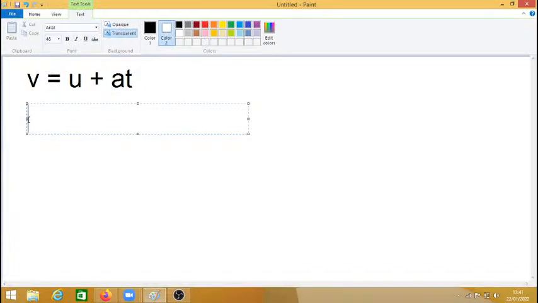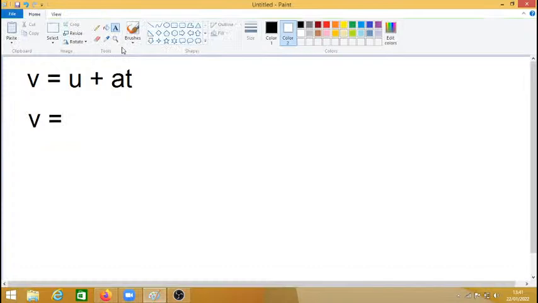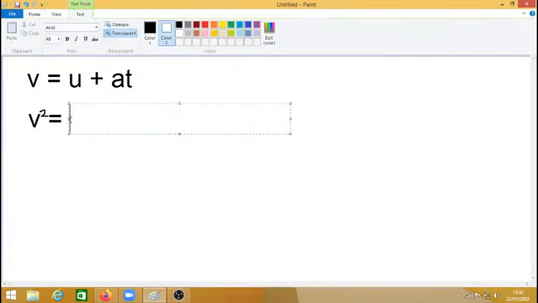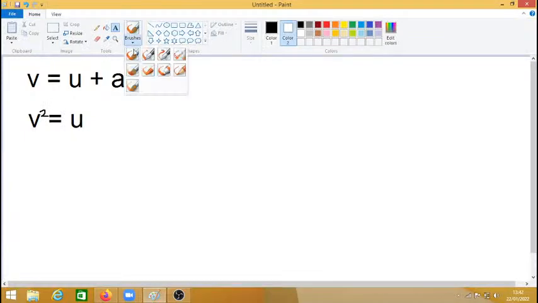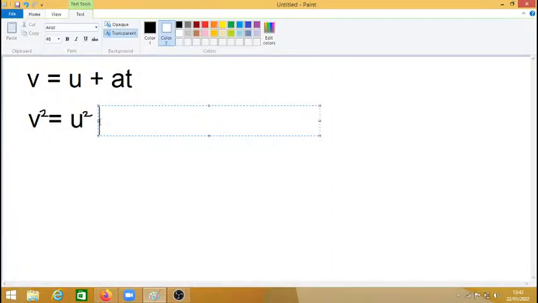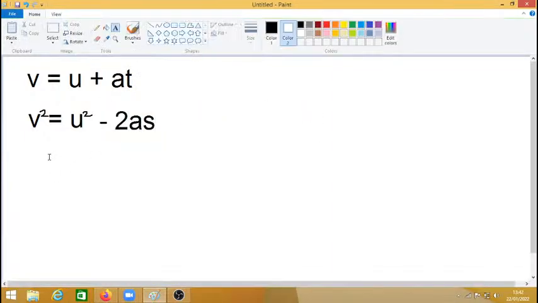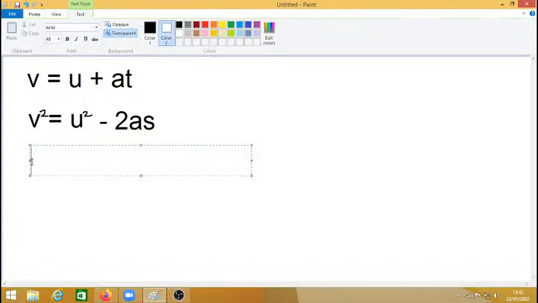The next one is to do with velocity again, but this time the formula starts off with velocity squared. This is a good formula because it avoids time. Sometimes you don't know how much time has been taken by the object. So velocity squared is equal to initial velocity squared plus 2as: v² = u² + 2as.